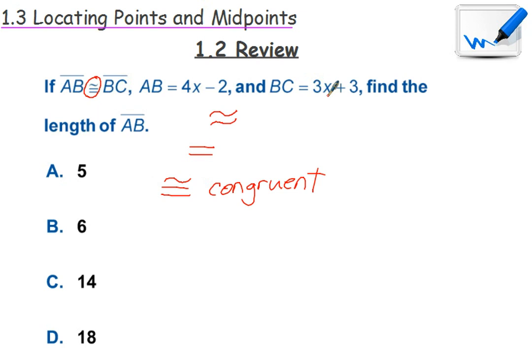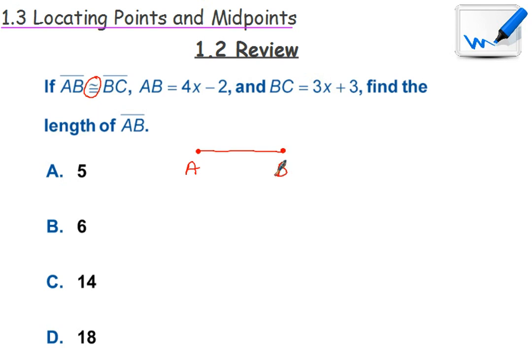Okay, so if segment AB is congruent to segment BC, AB equals this, BC equals that, find the length of AB. So what I want you to do here is draw a picture. Try to draw this as one line segment. Okay, so it says segment AB, so start off with that if you're not sure what to do. You got segment AB. Congruent to segment BC. You could do a whole separate line segment, but since they both have point B in common, we can just continue to extend this and create BC.